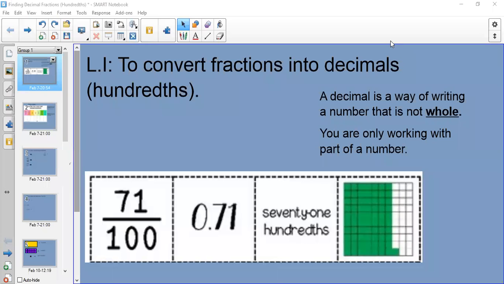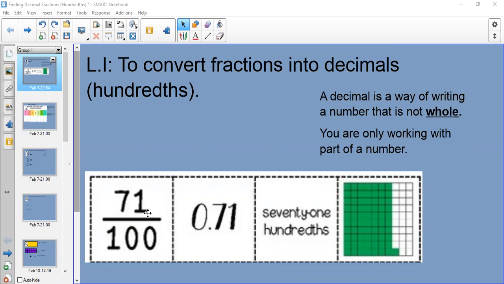Hello, it's Miss Beatty here, and today we are learning to convert fractions into decimals, and we are specifically looking at hundredths. We've been doing a little work on tenths, so now we are looking at hundredths today. Just remember, a decimal is a way of writing a number that's not whole, so we're just working with part of that number, and that's why they link in so well with our fractions.